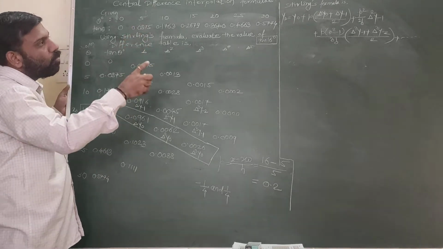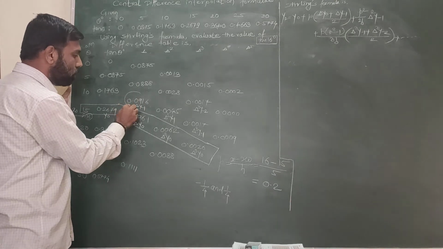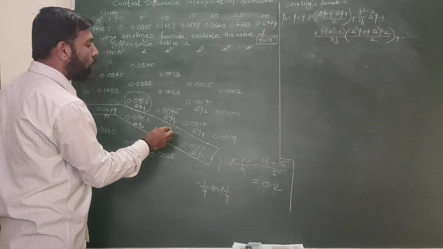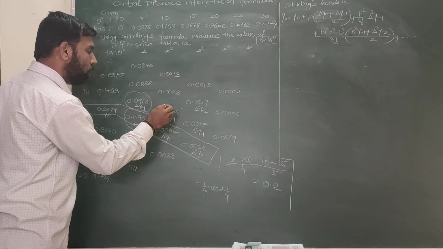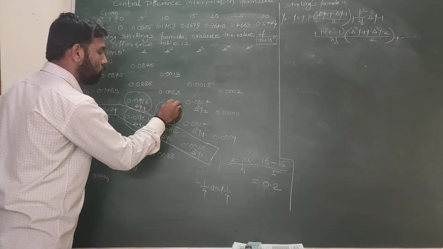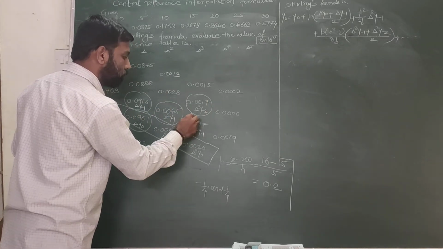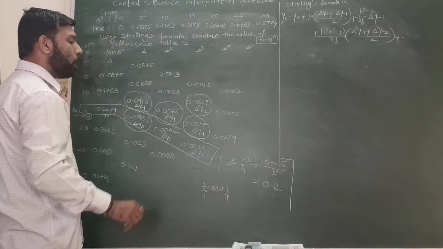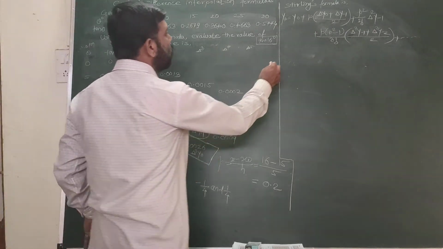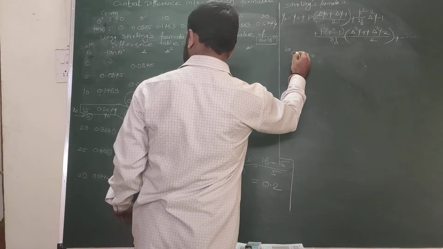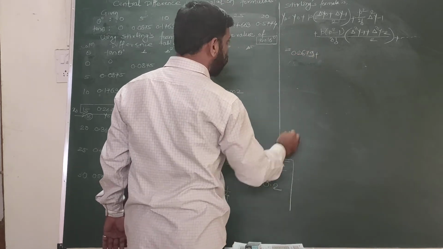So in the Stirling formula, whatever values we require, I will put a circle around those values. Again one value, and these two values in the delta cube. So these are the values we require in the Stirling formula. Now accordingly we will start substituting. The y0 value is 0.2679, and the value of p is 0.2.